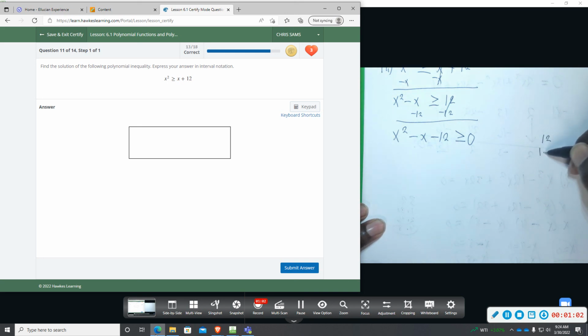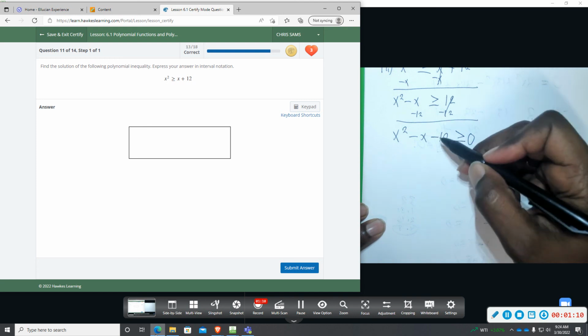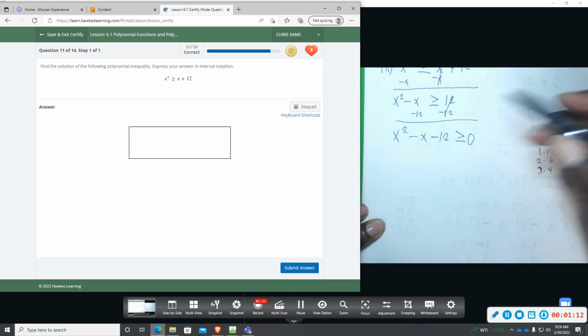Factors of 12 are 1 and 12, 2 and 6, 3 and 4. You want to subtract to get a 1. These will subtract and give you 1.